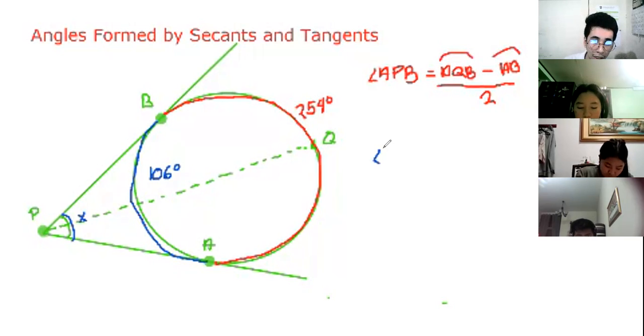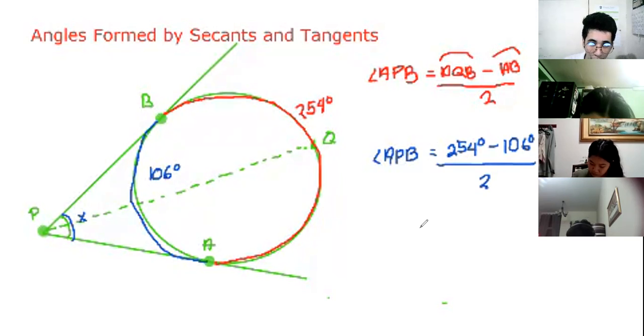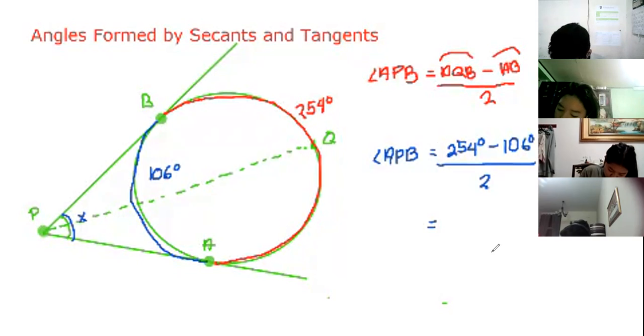So, the angle ACB is equal to, ang AQB natin, that is 254 degrees, minus AB natin is 106 degrees. Then, we're going to divide it by 2. So, 254 minus 106. Then, divide natin by 2. That is 74 degrees. Diba?